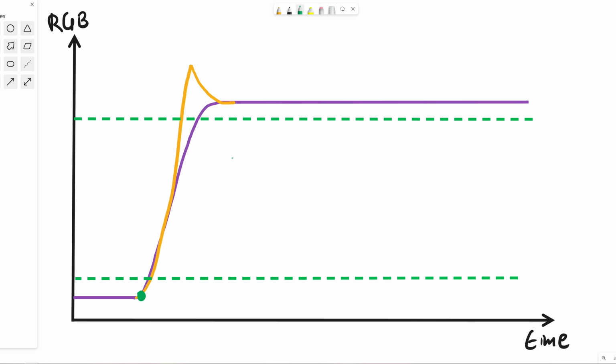This has the benefit of telling us how long it takes to get from one steady state value, so this low value here, to the final steady state value. Previously, we were measuring this halfway point, the first time that the transition hits that tolerance threshold. For the total response time, we're measuring all the way up to this final steady state value.